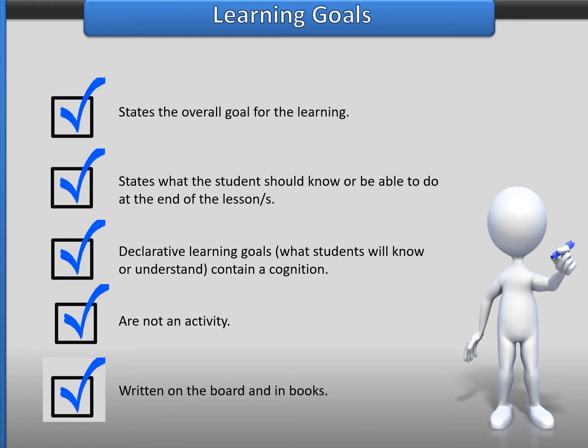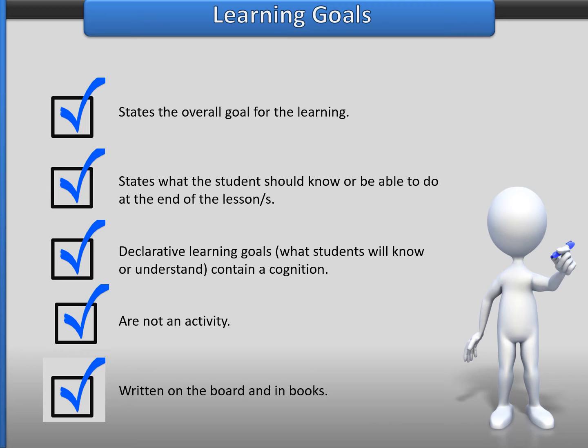The learning goal states the overall goal for the learning. A learning goal may cover one lesson or a sequence of lessons. Learning goals state what the learner should know or be able to do. Declarative learning goals, which state what students should know or understand, contain a cognition. For example, students will understand the structure of a report. As the unit progresses, the cognition may change to a higher cognition. For example, students will write a report.